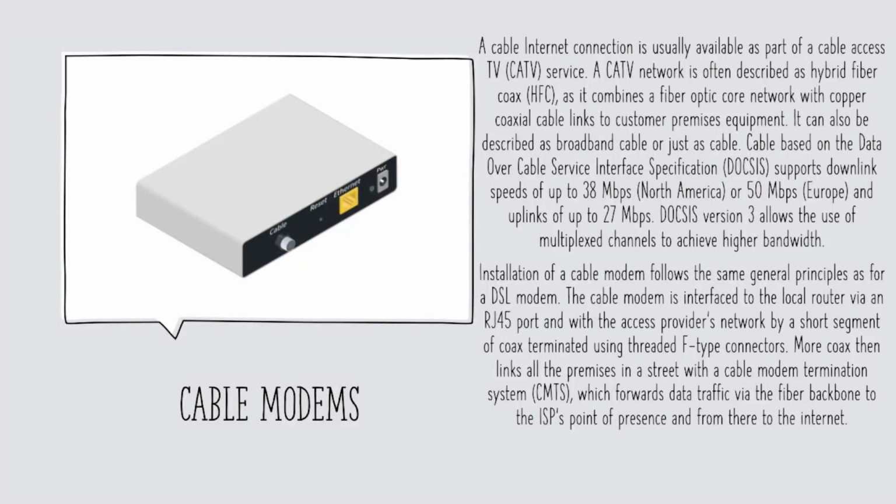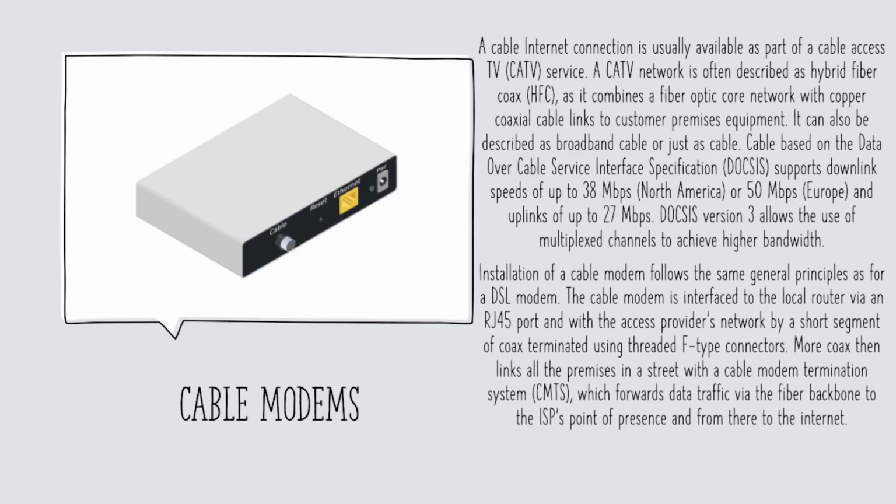Cable based on the Data Over Cable Service Interface Specifications, DOCSIS, supports downlink speeds of up to 38 megabytes per second in North America, or 50 megabytes per second in Europe, and upload links of up to 27 megabytes per second. DOCSIS version 3 allows the use of multiplexed channels to achieve higher bandwidth.